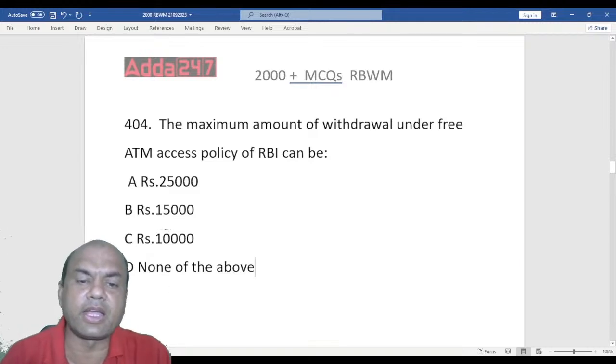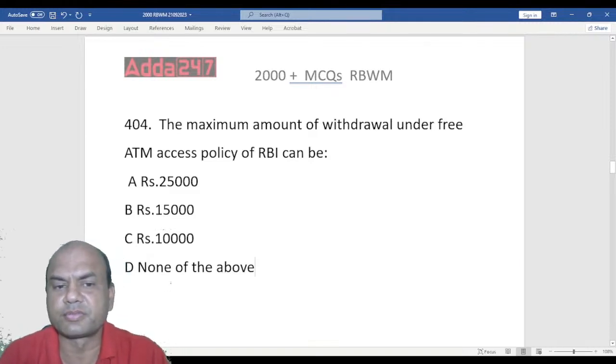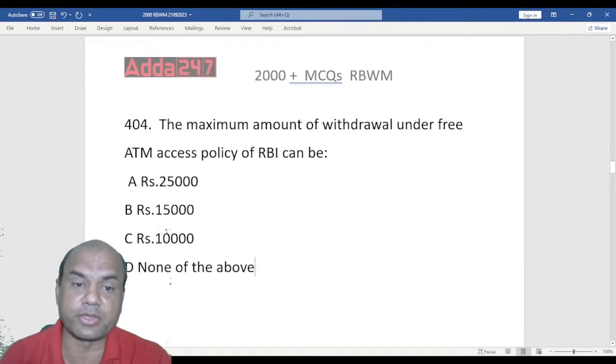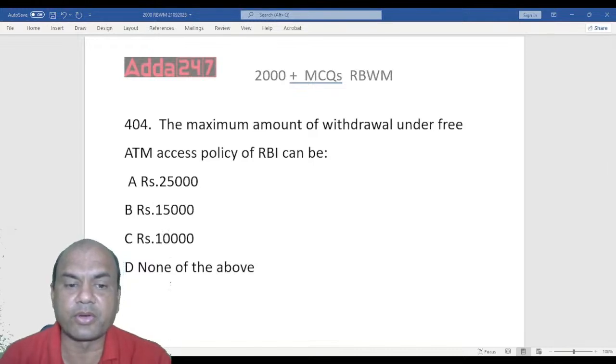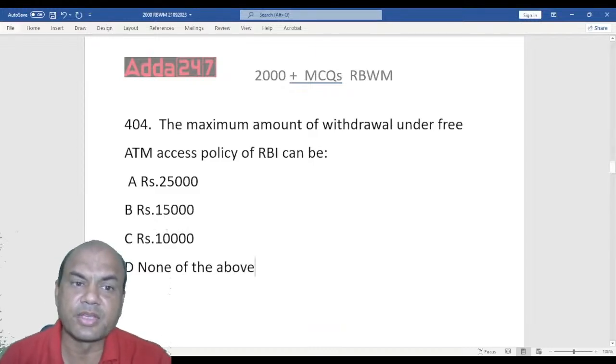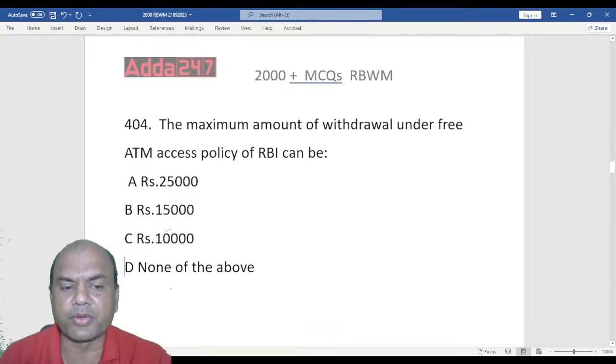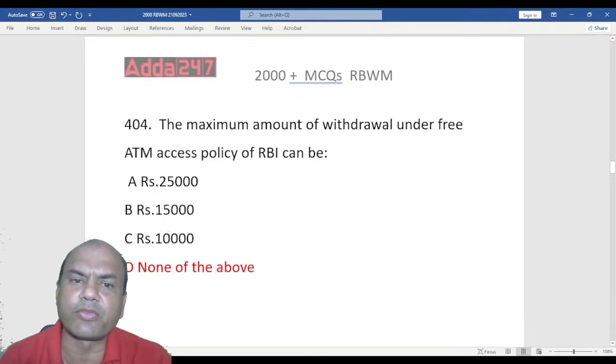So under the free ATM access policy, what is it? What do you think? Correct? None of the above, obviously, because there is nothing fixed now. Nowadays, banks are free to give their own withdrawal limits. Right? Banks are free to give their own withdrawal limits. Nobody can stop any bank.